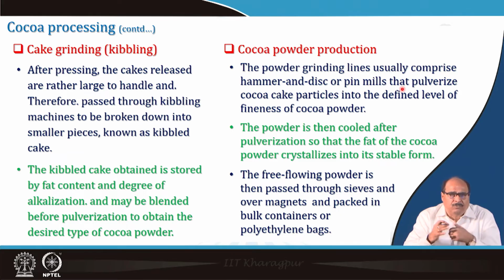Then after the pressing come cake grinding or kibbling, and the cocoa powder production. These are the two major operations, because this powder is used for making beverages. After pressing, the cake is rather large to handle, and therefore it is passed through kibbling machines to be broken down into smaller pieces, which are known as kibbled cake. The kibbled cake obtained is stored by fat content and degree of alkalization, and may be blended before pulverization to obtain the desired type of cocoa powder with proper solubility and other characteristics.